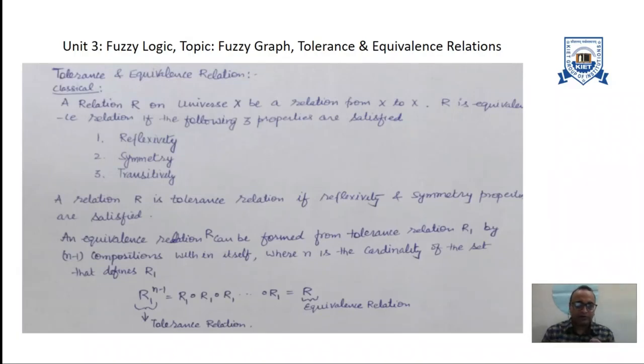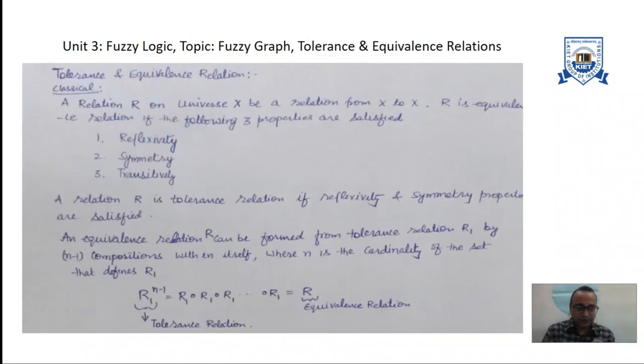Further, one very important concept is here: an equivalence relation R can be achieved from the tolerance relation by doing the composition operation time and again. And how many times? It depends upon the cardinality of the set on which the relation has been established. So listen very carefully to what I am saying. Suppose we have a tolerance relation. With the help of the tolerance relation, I can establish an equivalence relation. That can only happen with the help of the composition of the tolerance relation multiple times.